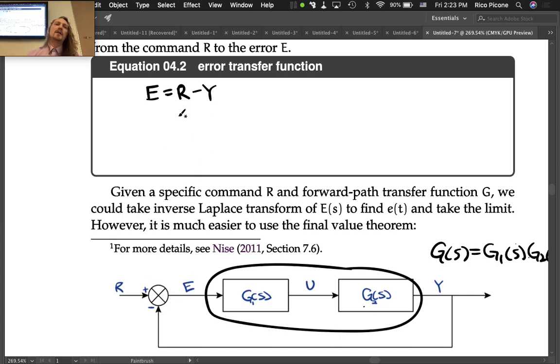We want to find a transfer function from r to e, because r is the command, so it's the input, and e is the thing we're interested in looking at, so that's our output in the little mini problem we're doing here. So we need to get rid of y, and r we want to keep. Y is equal to G2 U, and U is equal to G1 E, and G1 G2 is just G. Or we could just see that this whole thing is G, and the input to it is E. So Y is just equal to G E.